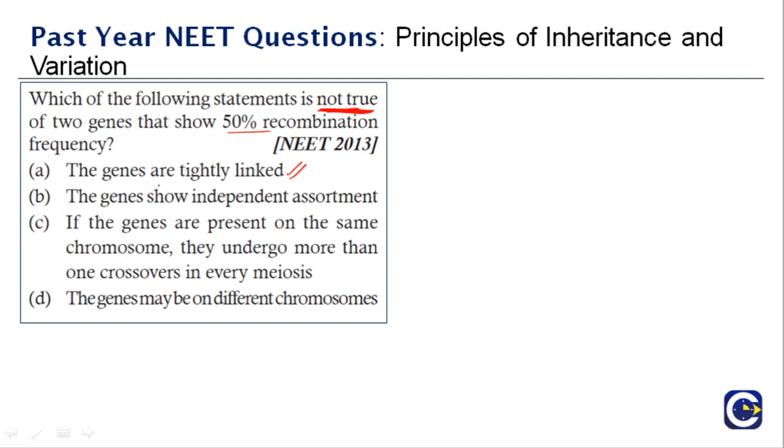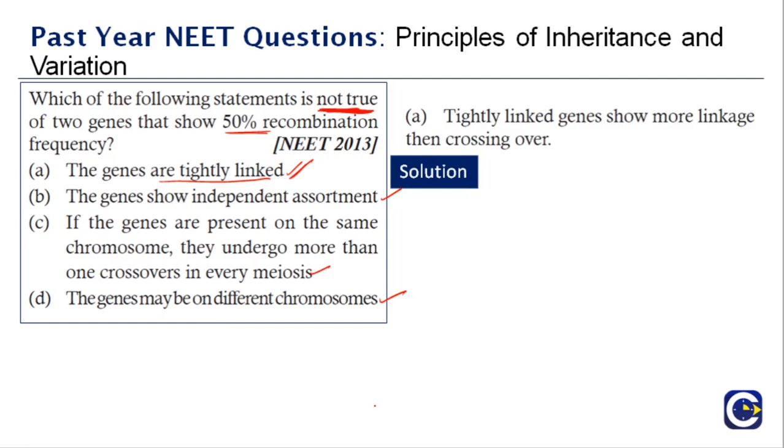Why is that? When the genes are tightly linked, very little recombination takes place. We saw a similar question in part 1. The questions are similar, the way of asking is different. So the correct answer is A, because this is not true. If there is 50% recombination, the genes are not tightly linked. But the genes show independent assortment. If the genes are present on the same chromosome, they undergo more than one crossover, and the genes may be on different chromosomes. Tightly linked genes show more linkage than crossover.